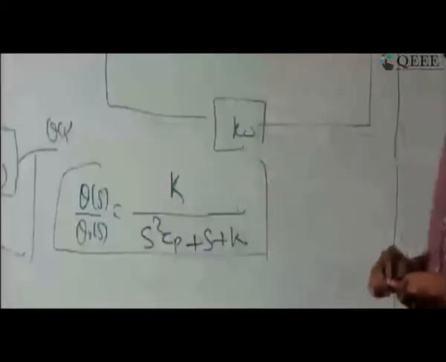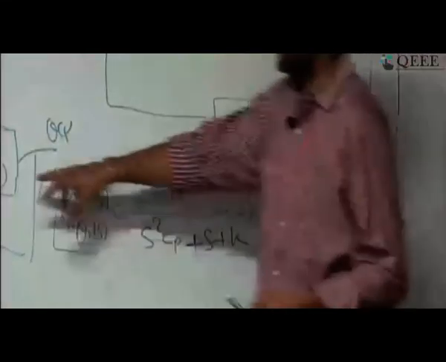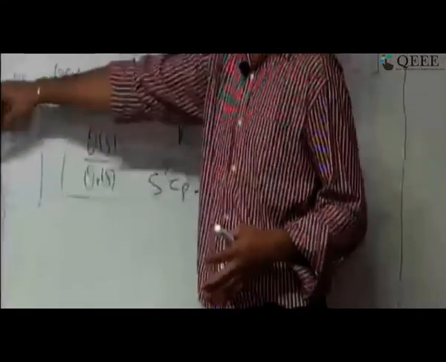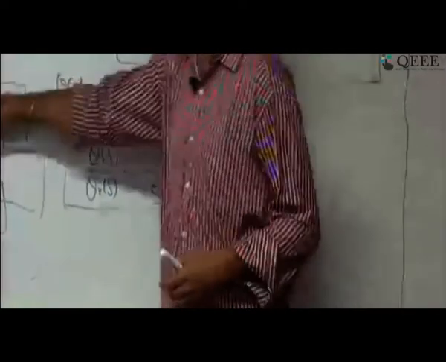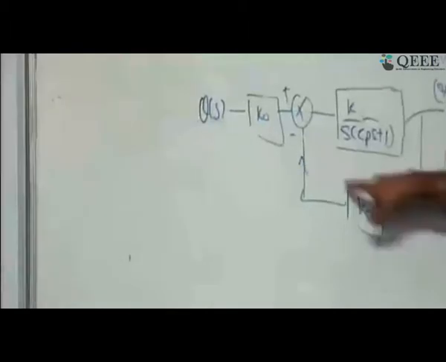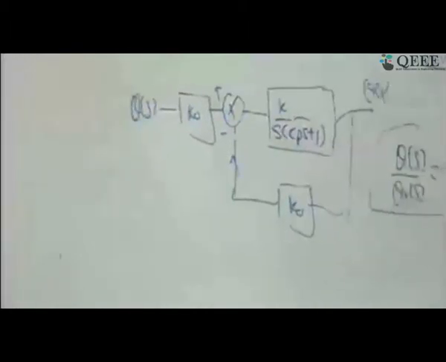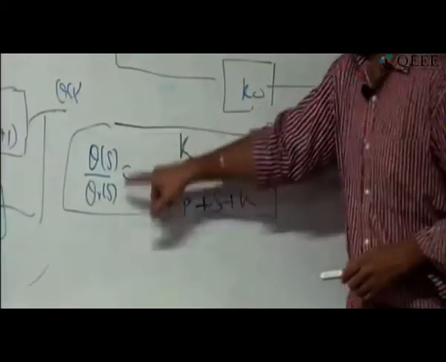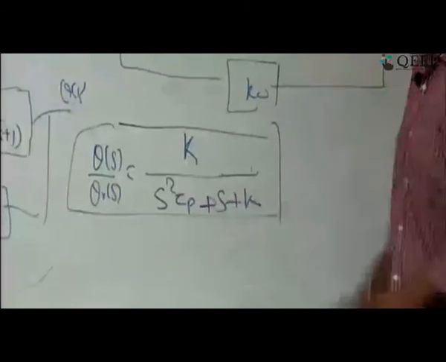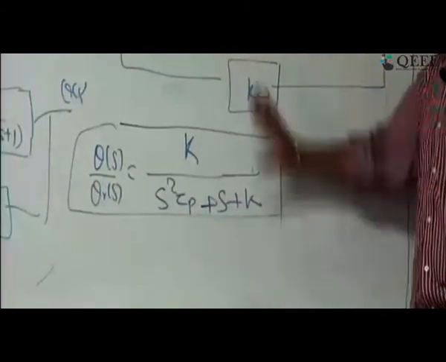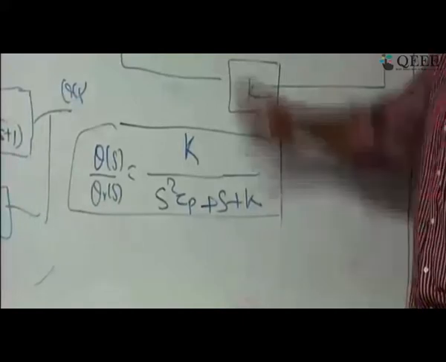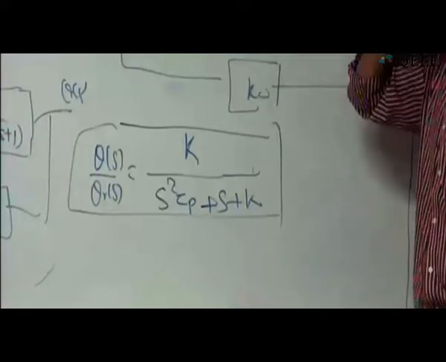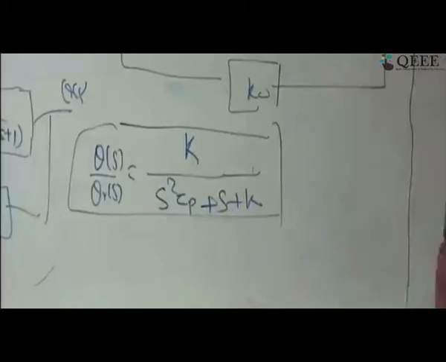This is very simple. I can write it like what we did in the previous case. I can write theta by e is this, and e I can write as theta s into k0 minus theta into k0, correct? And this is my theta reference. So now look at it. We got theta s by theta rs equal to k by s square tau p plus s plus k. This is what I am getting with respect to the integral term. Now let us see what the pros and cons are.